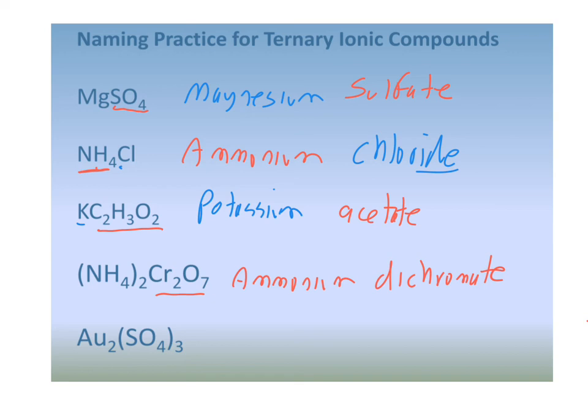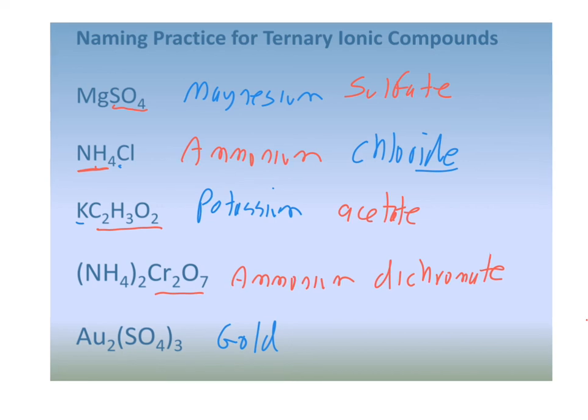Okay, for our last example, Au is gold. Gold is a transition metal. Remember, all transition metals except for silver, zinc, and cadmium have to have a Roman numeral in their name. That's also the case, remember, for lead and tin. They act like transition metals. So we've got to figure out the charge. And we got to do this the same as we would always do this.